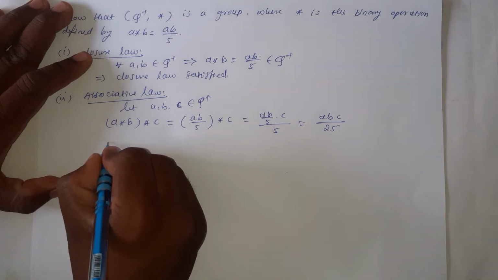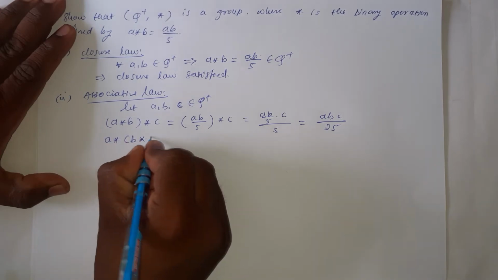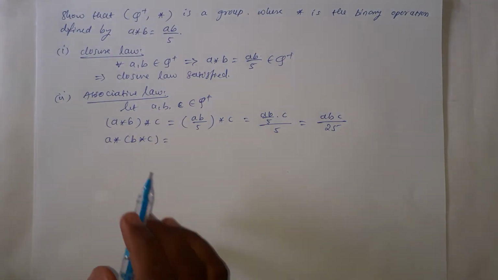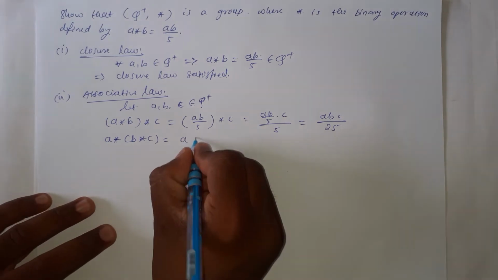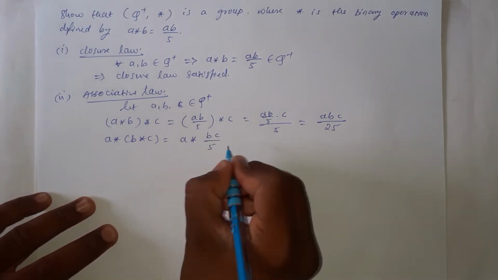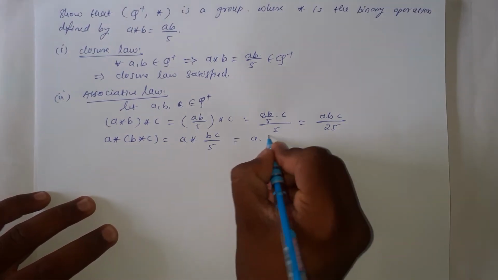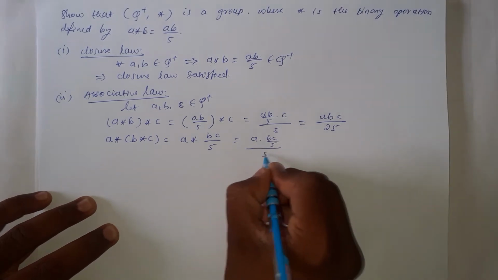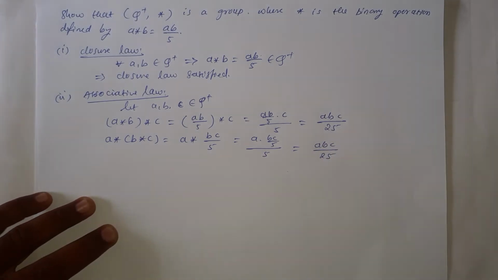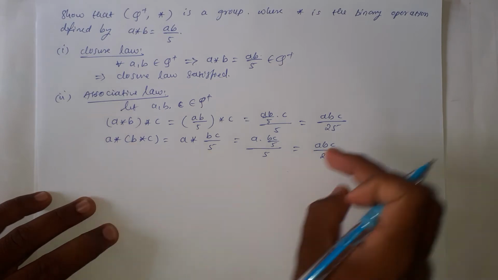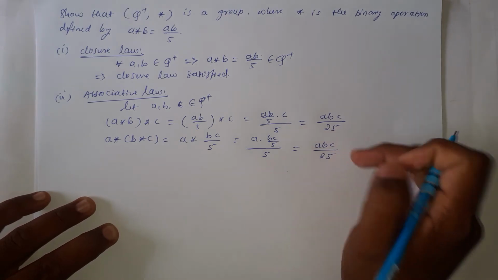Then next RHS part of the associative property, that is A star B star C. Here first we need to apply the binary operation for next 2 elements, they are B and C. So therefore it becomes A star BC divided by 5, because B star C is equal to BC by 5, then it is equal to A into BC divided by 5 whole divided by 5, then it becomes ABC divided by 25. So here both the results are giving same value, that is ABC divided by 25, ABC divided by 25.